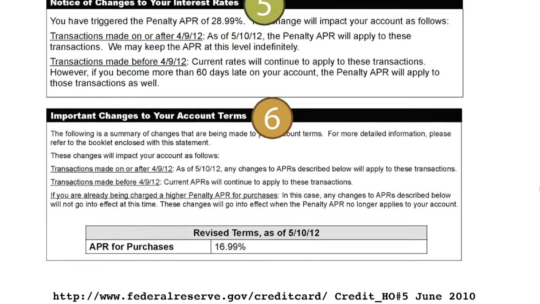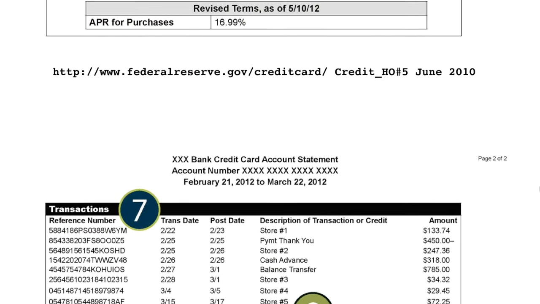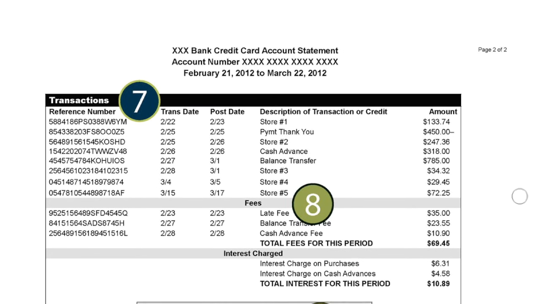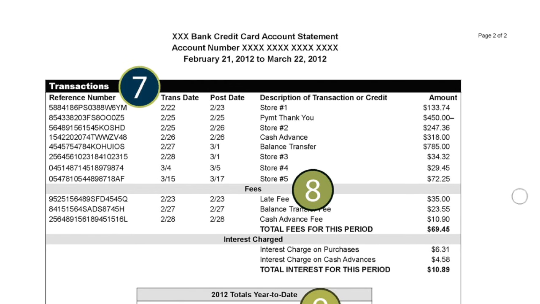Number 7 is your transaction summary. This is where I spend most of my time looking at my statement because I want to make sure there's no errors here. If there's a transaction that I don't recognize, then I will go ahead and report that. Number 8 is still part of the transaction summary, and that is broken down into more detail: fees and interest charges.